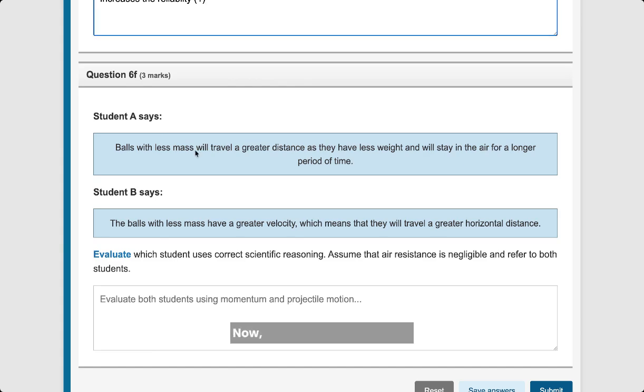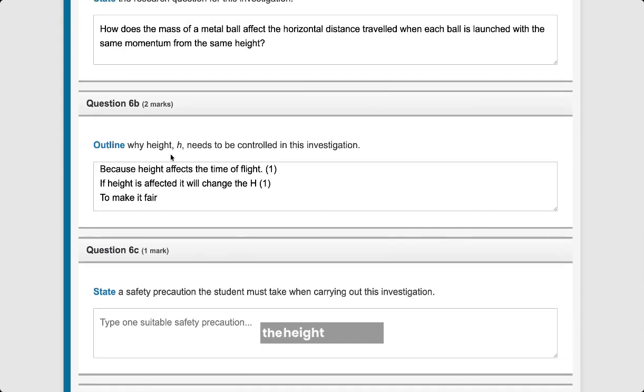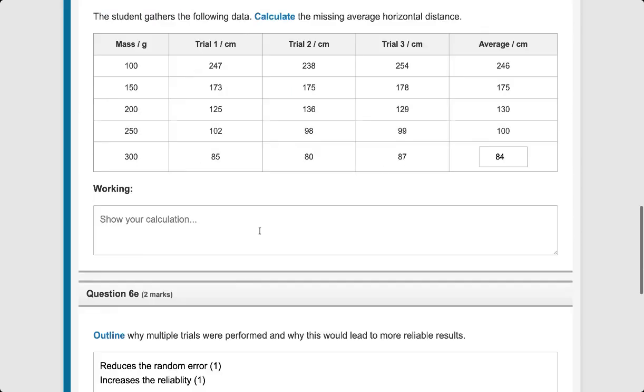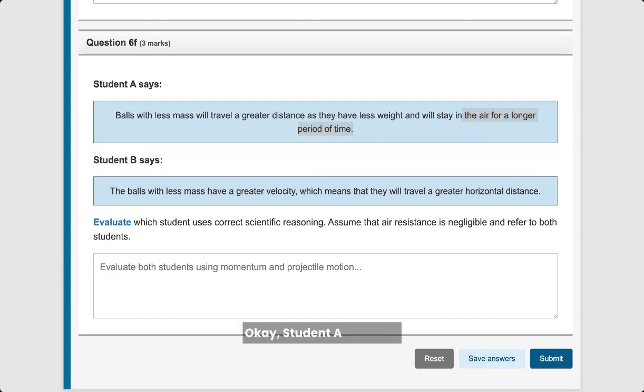Now, talking about student A, remember we kept the height constant for some reason, right? We kept the height constant because it will affect the time of flight. So if the height is constant, students, the time of flight is constant. You have done that in 6B already. But what does student A say? Greater distance is traveled because less weight will stay longer in the air. So it will stay in the air for a longer time period. That means it is obviously wrong. Okay, student A is wrong.